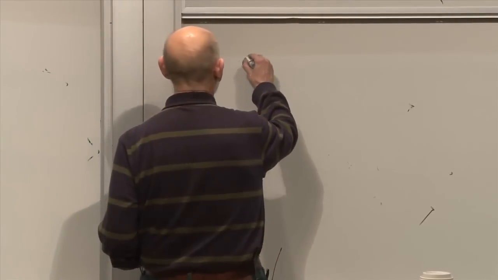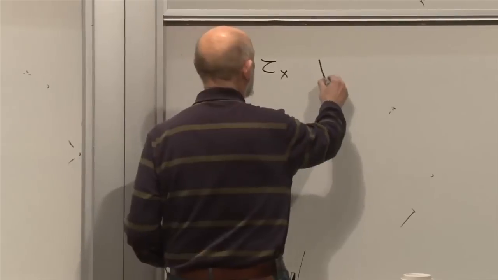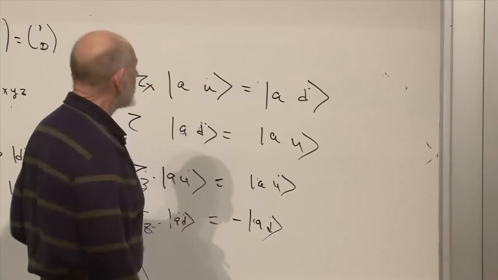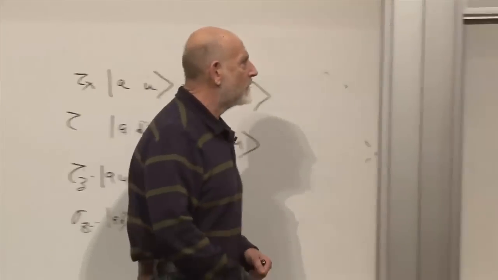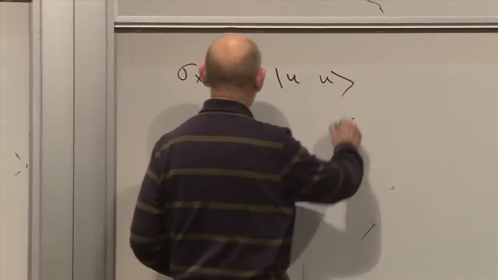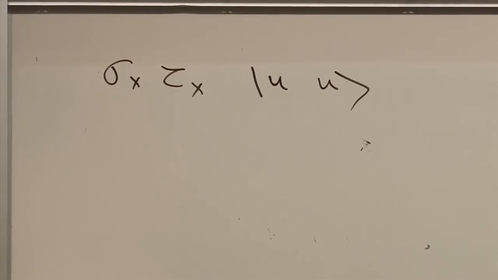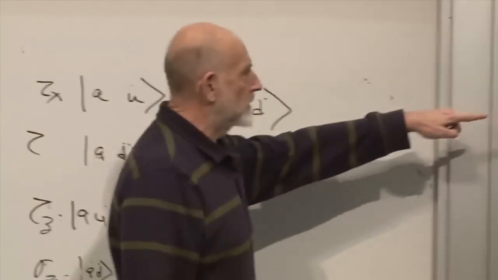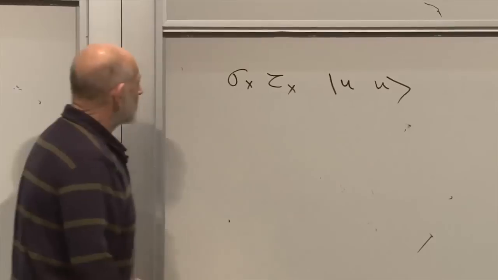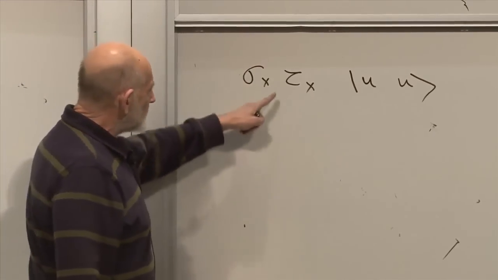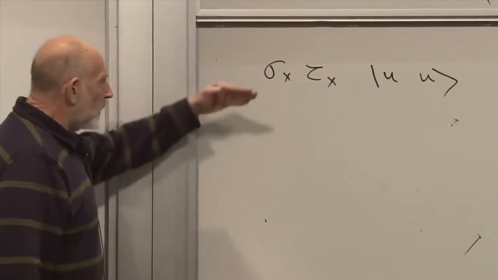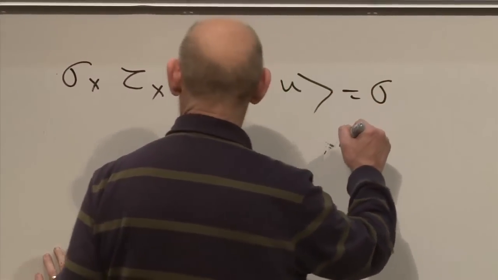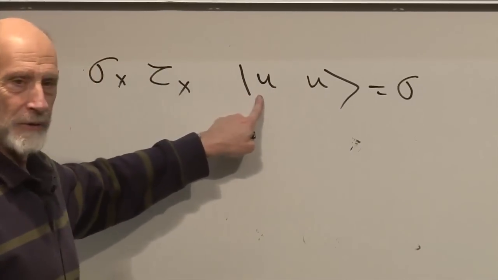Let's take sigma x, tau x, and tell me what vector you would like to apply it to. How about up, up? Let's do up, up. What does tau x do? Let's see, I keep forgetting. This one on the left is sigma, and this one's tau, right? All right, so we start with tau x and hit this. It operates on this one and leaves this one alone.